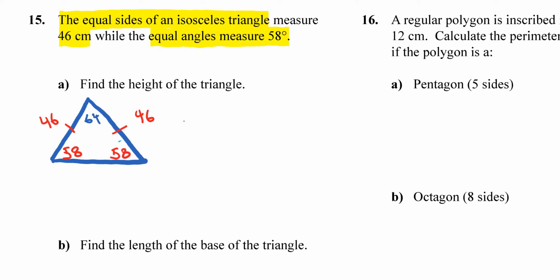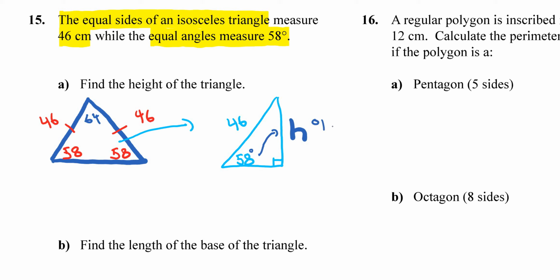Okay, so if I actually redraw this triangle right here, I can cut it in half. So I know this is still going to be 46 and this is going to be 58. And I want to find the height, which is right here. That's the height right there. Since this is a right angle triangle now, we can set up our trig ratio here. With respect to 58 degrees, the height is my opposite and my hypotenuse is 46.